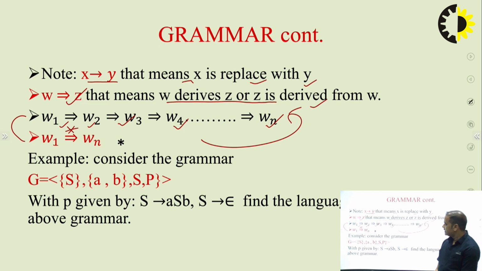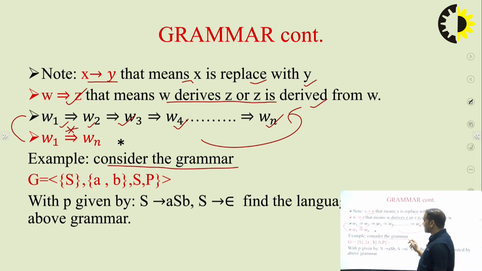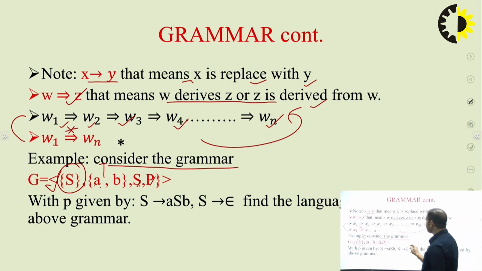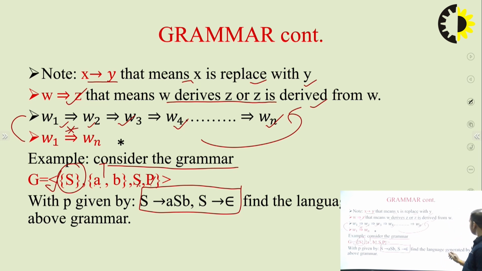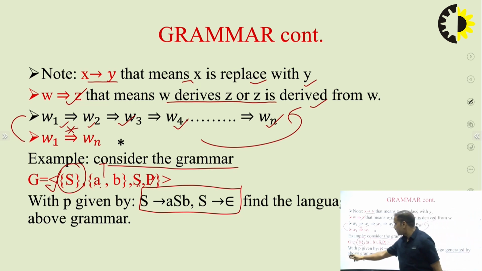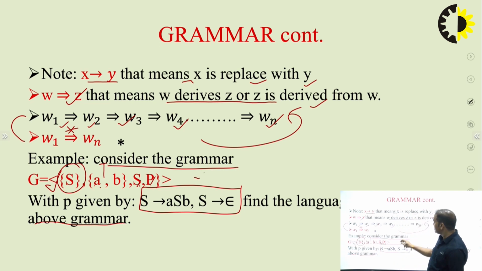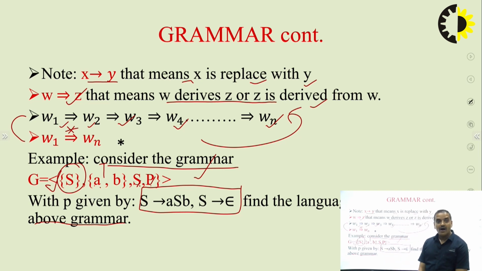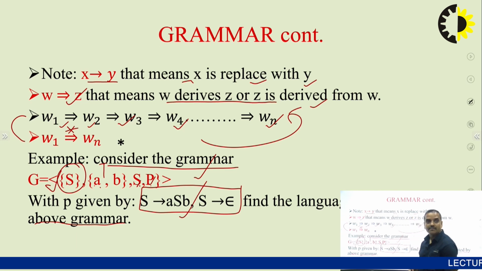sequence. Here is an example: consider the grammar (V, T, S, P). This is the V, capital V. This is the T, the set of terminals. This is the start symbol and this is the set of productions. Here the set of productions is given. The question is, find the language generated by the above grammar. That means by using this grammar, we have to find the language. Which type of language is generated by this grammar?